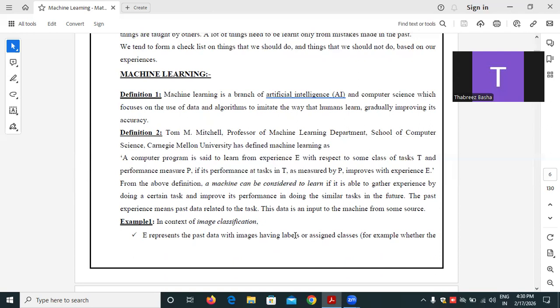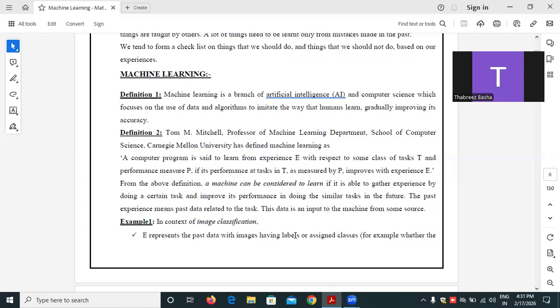From the above definition, a machine can be considered to learn if it is able to gather experience by doing a certain task and improve its performance in doing a similar task in the future. The past experience means past data related to the task. This data is input to the machine from a source. So, according to this, E is the experience, T is the task, P is the performance measure.